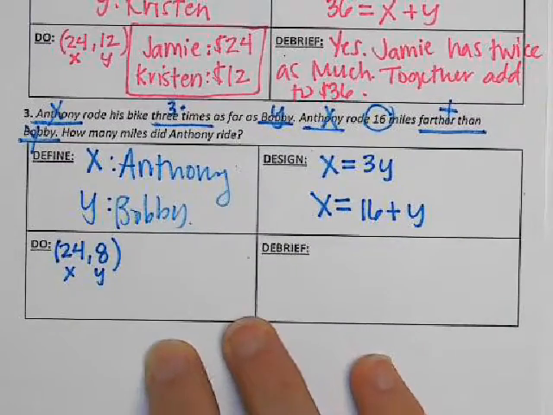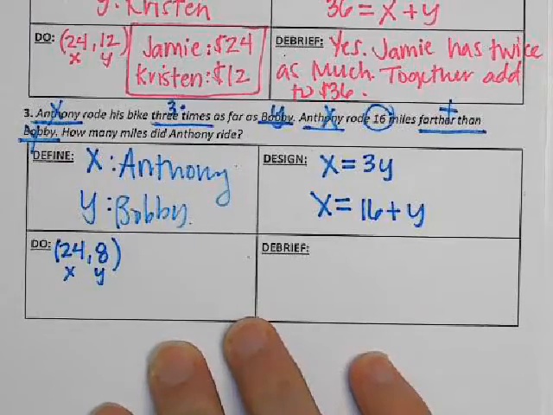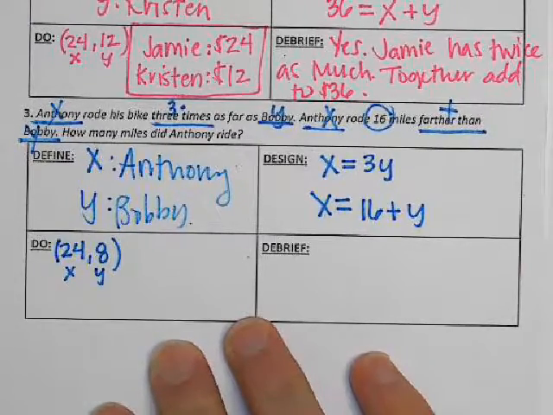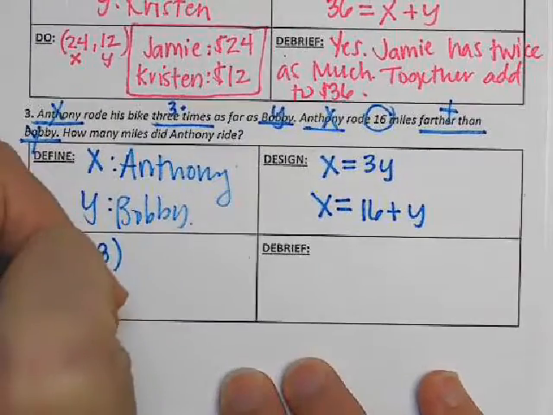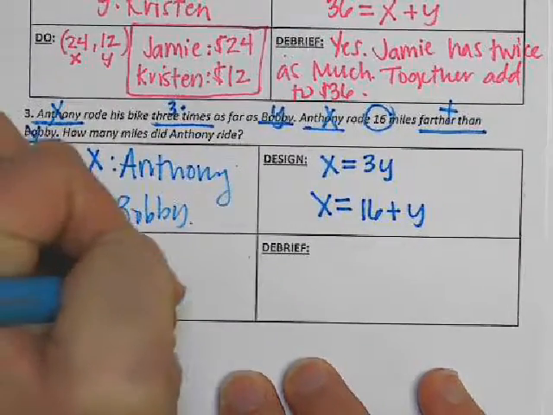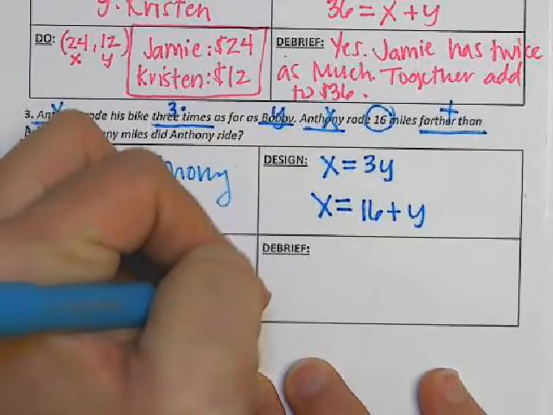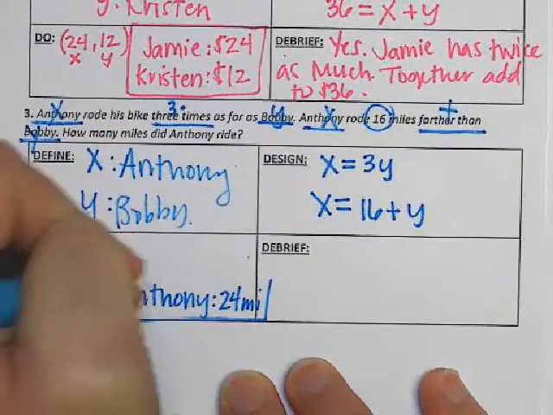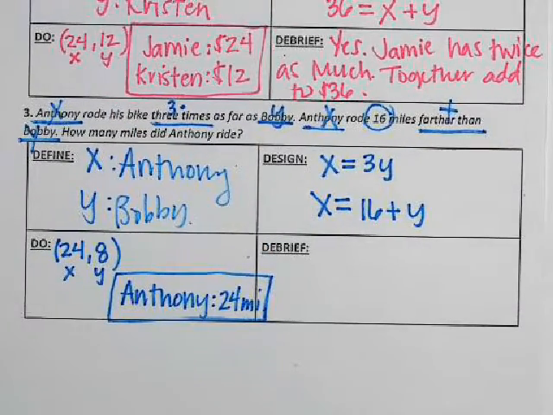What does that ask for? How many miles did Anthony ride? Do I care about Bobby? No. So how many did Anthony ride? Good. Anthony, 24 miles. Do I need to write Bobby? No. Is it okay if I do? It's okay. Okay, but we don't have to.